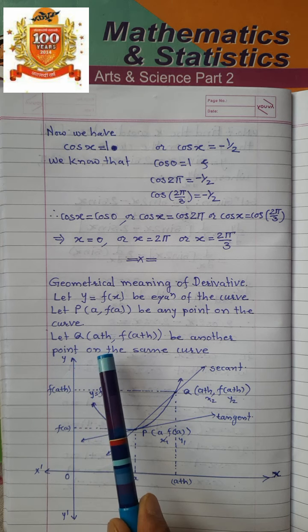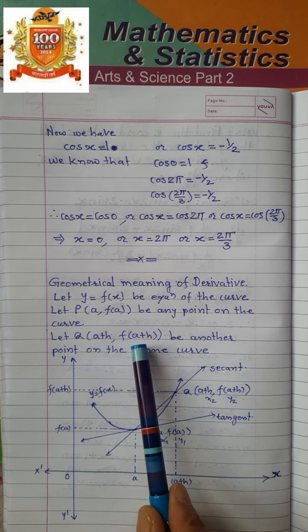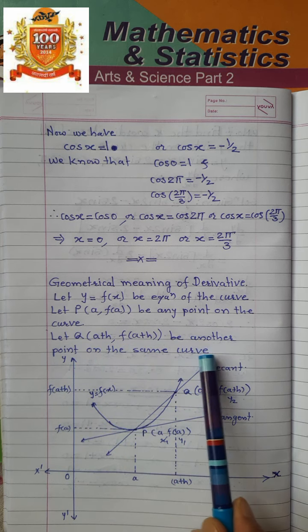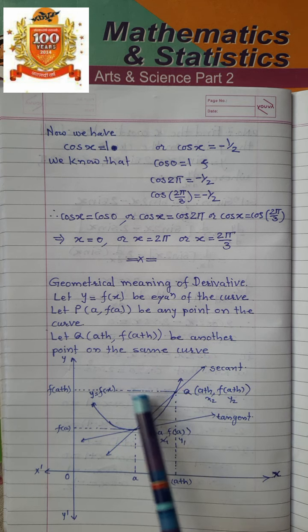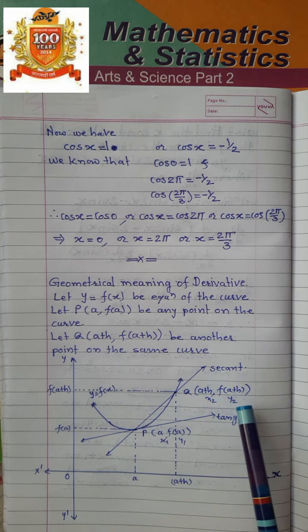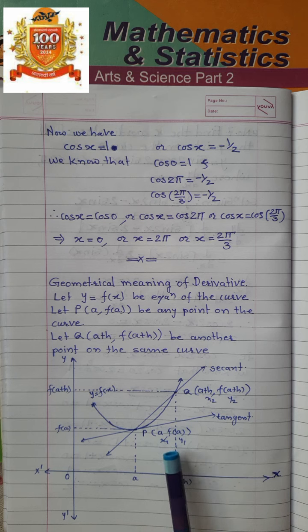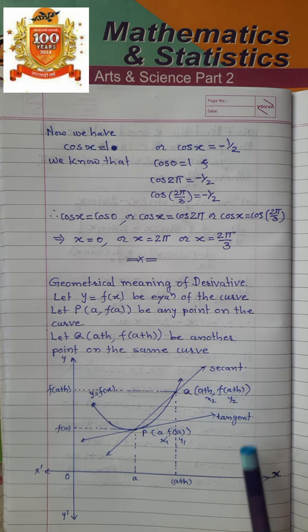Let Q(a+h, f(a+h)) be another point on the same curve. Q is another point on the same curve whose coordinates are a+h and f(a+h). For our convenience, we consider the coordinates of P as (x1, y1) and Q as (x2, y2).